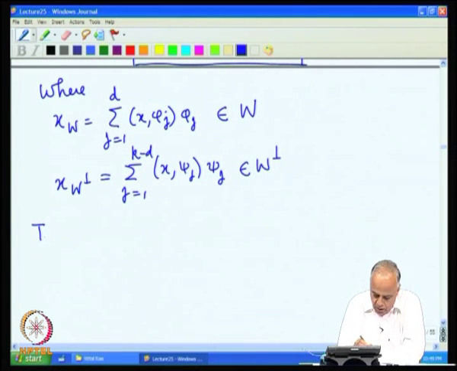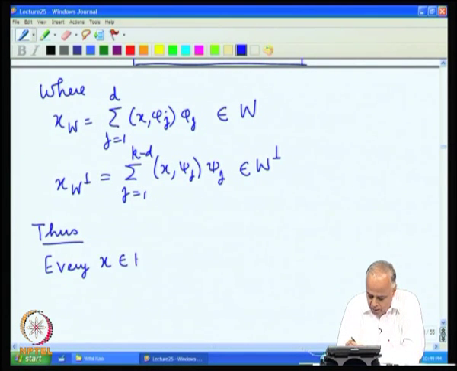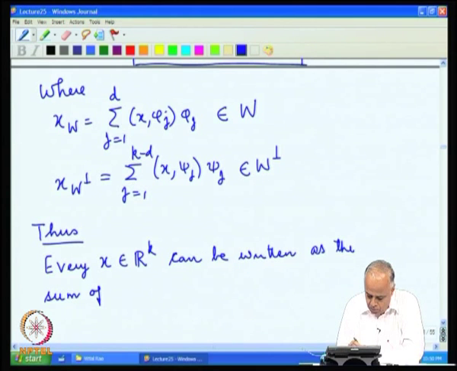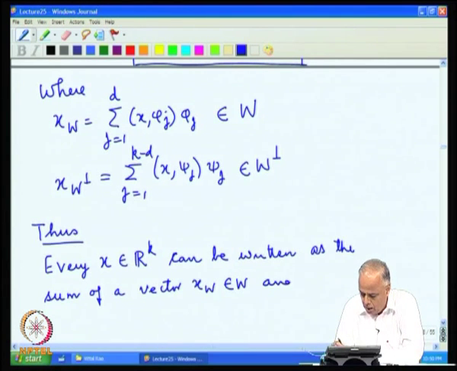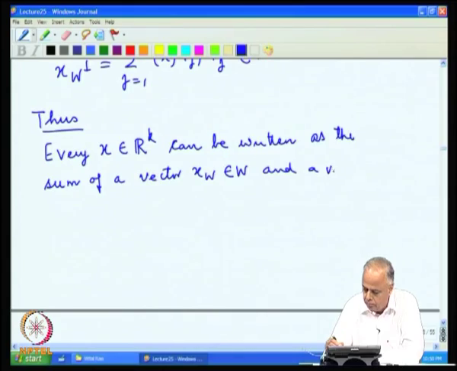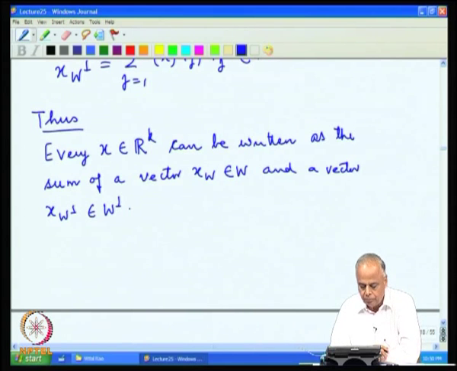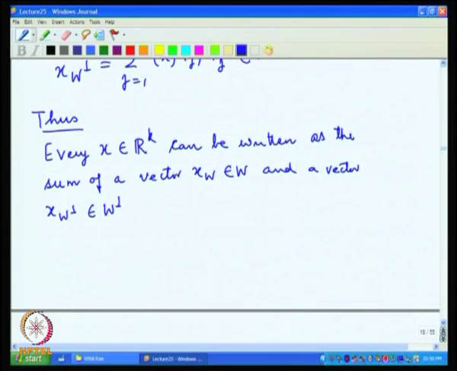So, the conclusion is every x in R^k can be written or decomposed as the sum of a vector x_W belonging to W and a vector x_W perp belonging to W perp. Now, this shows that we can decompose it into two parts. Any vector can be decomposed into two parts, one in W and the other one in W perp.